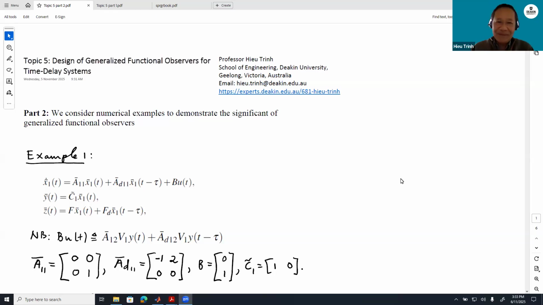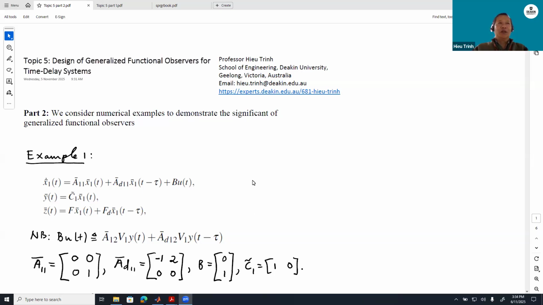Hello and welcome to this presentation, where we are looking at part 2 of topic 5. We would like to take a numerical example to demonstrate the significance of estimating a generalized function in one go.